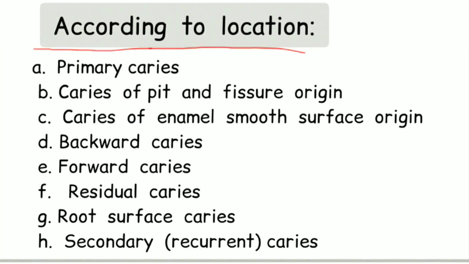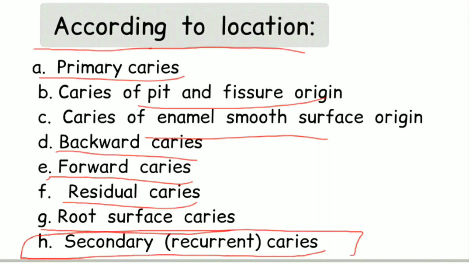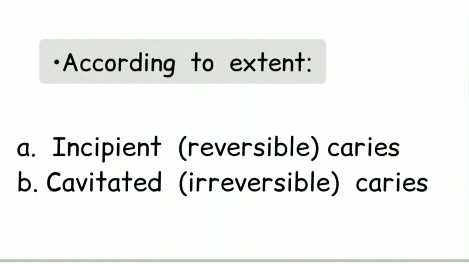According to the location, it is classified as primary caries, caries of pit and fissure origin, caries of enamel smooth surface, backward caries, forward caries, residual caries, root surface caries, and lastly the secondary caries, that is our recurrent caries. We are going to see each of these caries one by one in detail in later videos. Next, moving forward to according to the extent.